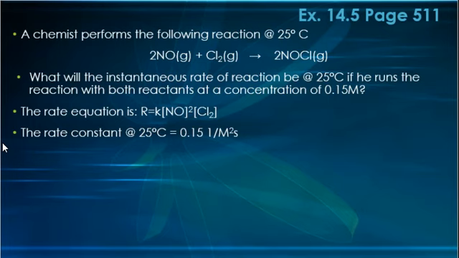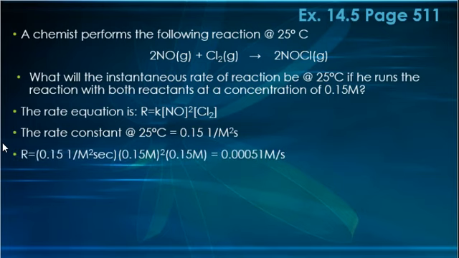Okay, so now I can plug these things in. So my R is going to equal this number times this number. The first number there, 0.151 per molar squared seconds, came from right here. That was given to me. My second number said that both reactants had a concentration of 0.15 molar, so I put those in down here. And then I know from our rate equation that the first one is squared because of the rate order. I do that math, I come up with this number. All right, and then, okay, so that's what it is, right?